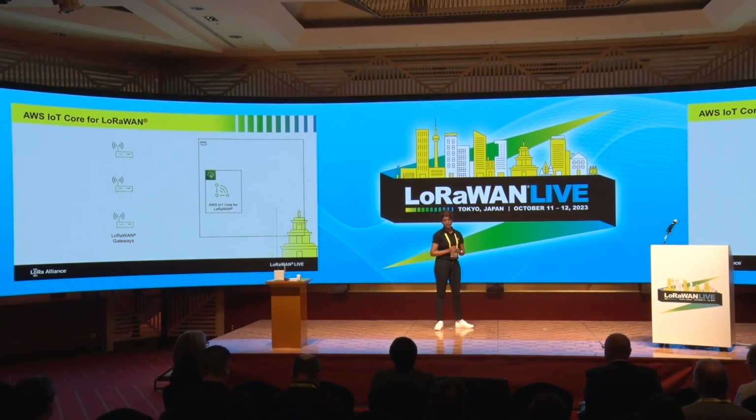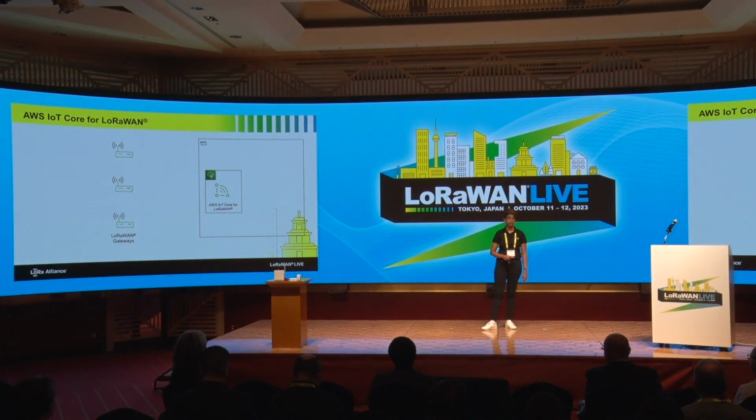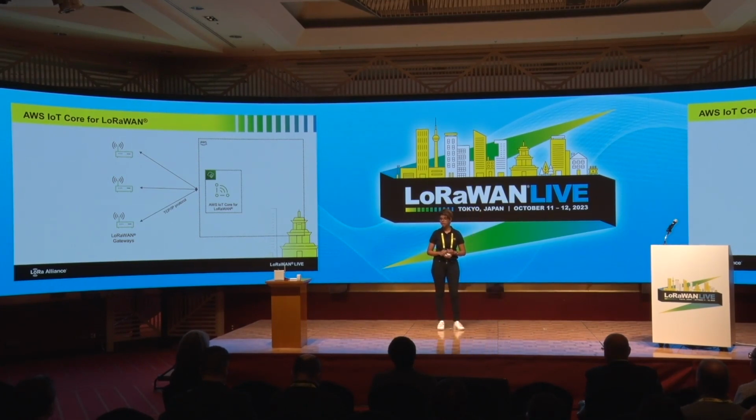So AWS IoT Core for LoRaWAN is the network server, as I mentioned. You connect the LoRaWAN gateways to IoT Core for LoRaWAN through mutual authentication with X.509 certificates. That's an end-to-end secured connection. So now that we have the LoRaWAN gateways connected to AWS IoT Core for LoRaWAN, when you have a LoRaWAN network server, think about it.